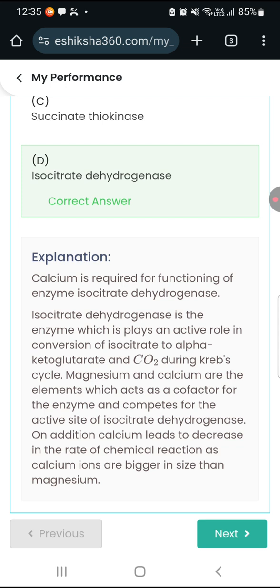Magnesium and calcium are the elements which act as a cofactor for the enzyme and compete for the active site of isocitrate dehydrogenase. On addition, calcium leads to a decrease in the rate of chemical reactions as calcium ions are bigger in size than magnesium.